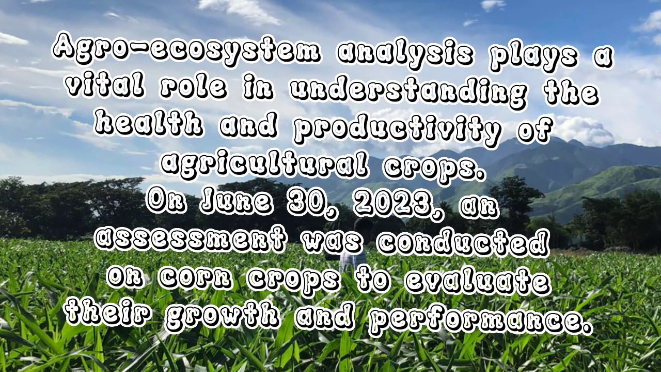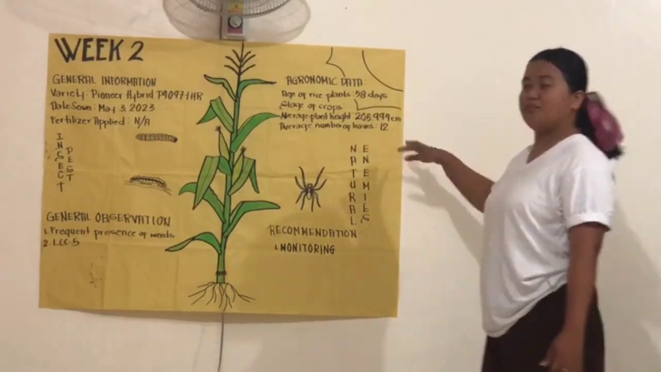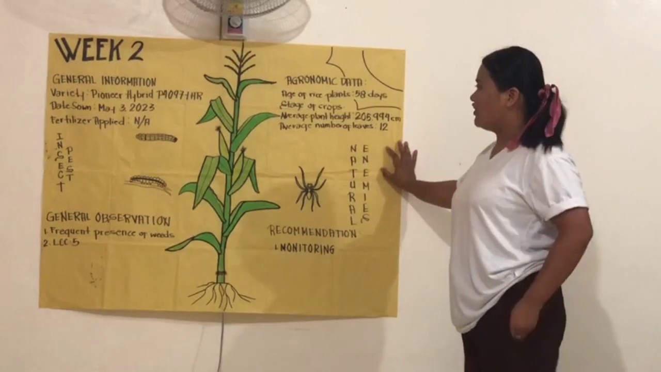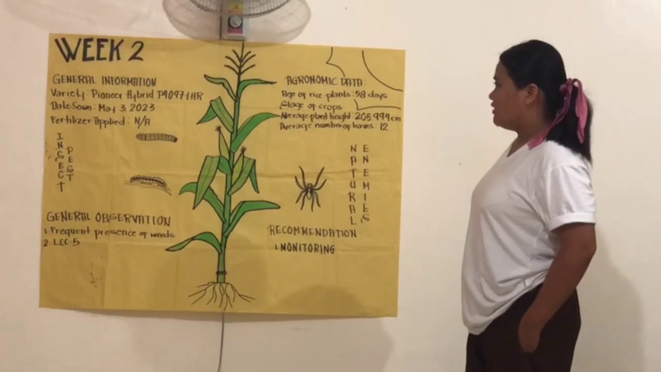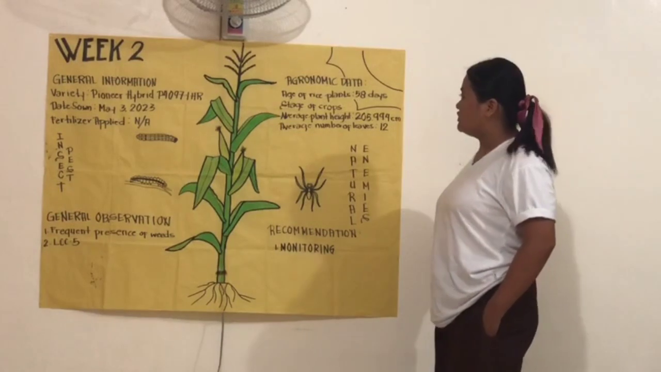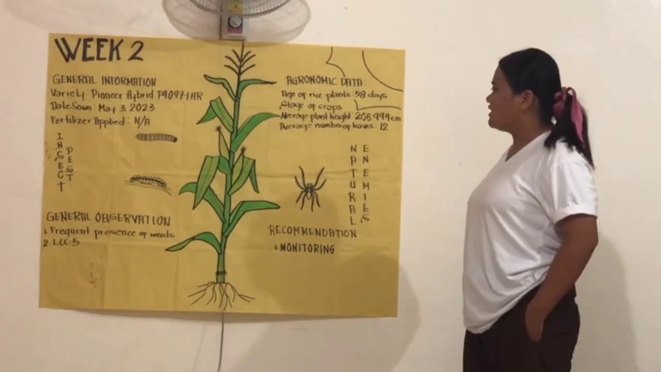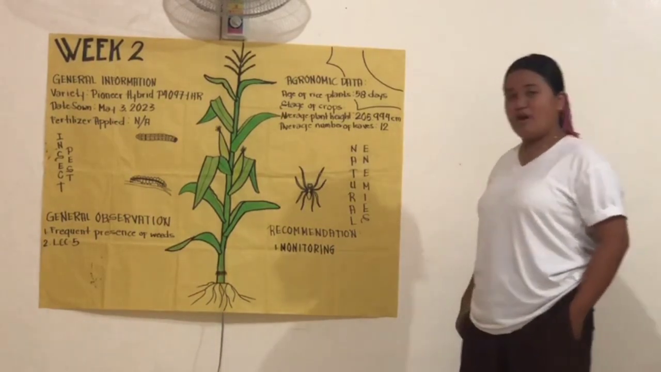Agro-ecosystem analysis plays a vital role in understanding the health and productivity of agricultural crops. On June 30, 2023, an assessment was conducted on corn crops to evaluate their growth and performance. So ito po yung week 2 namin, week 2 ng pagko-conduct ng AESA sa corn crops. Wala na pong in-apply ng fertilizer simula nung first week hanggang June 30. Then, the general observation po namin is frequent presence of weeds pa rin, LCC is 5.